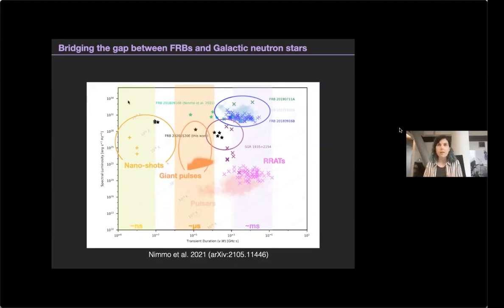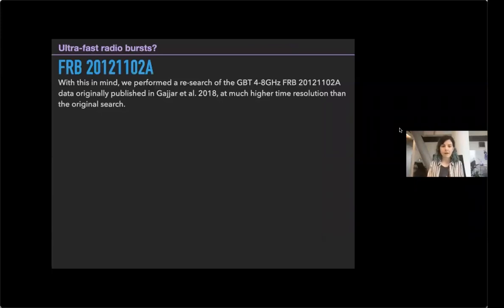It also highlights that there's likely a population of these ultra-fast transients up in the top left of this plot. With that in mind, we performed a re-search of the Green Bank Telescope Breakthrough Listen FRB 121102 data in Gajjar et al. 2018. In the original search, the time resolution was a few hundred microseconds, and we increased that to microseconds.